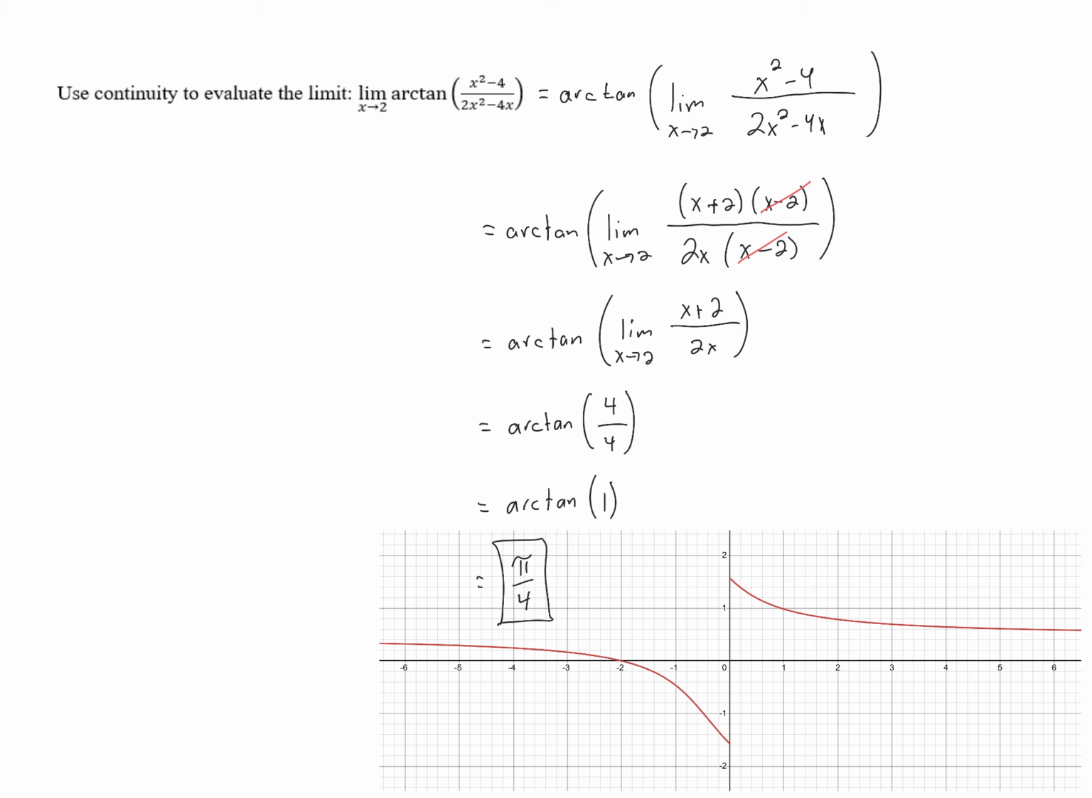It's really neat. And yeah, we can see if we look at what's happening as x approaches 2, we have a limit that's a little bit less than 1. And pi over 4 is a little bit less than 1. So that matches up.